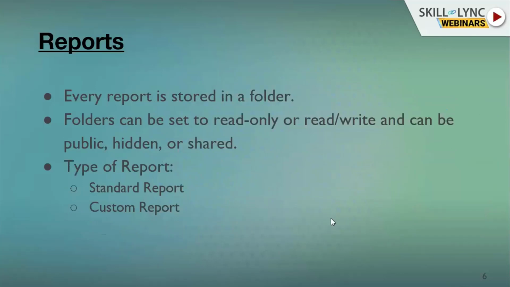Now, whenever you are creating a report, there are a few folders. Two types of folders are there: public folders and private folders. Based on the permissions, like public, hidden, or shared, you can create the folders. Public folders means each and everyone in your organization has access to that particular folder. They can see that particular report, and whatever data is in that report, they can access it.